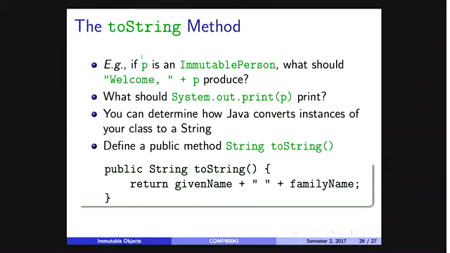So in the case of the person class, a sensible way to display a person is as first name, or given name, family name. So that's what we'll do. Public String toString. So it returns a string. It doesn't take any parameters. Essentially it works on this. It's got that hidden parameter this, and that's all. And so all we have to do is return given name plus a space plus family name.